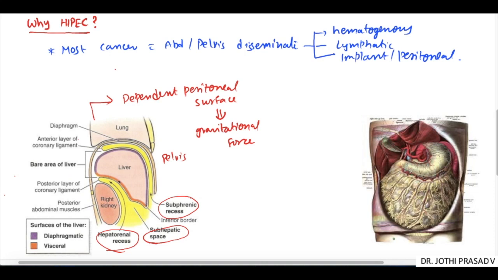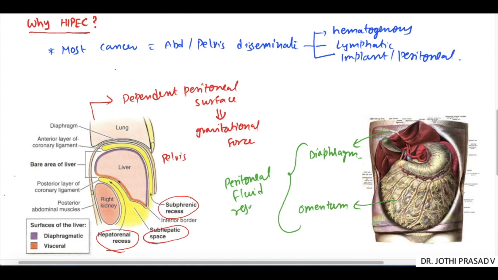Certain other regions such as the omentum and the undersurface of the diaphragm are also common sites of malignancy, due to the peritoneal fluid resorption which occurs here. Thus, these regions become the most common sites for malignancy. Treating malignant deposits in these regions has always been a surgical difficulty. Hence, we have come up with this new technique called CRS and HIPEC, which we will discuss in subsequent slides.